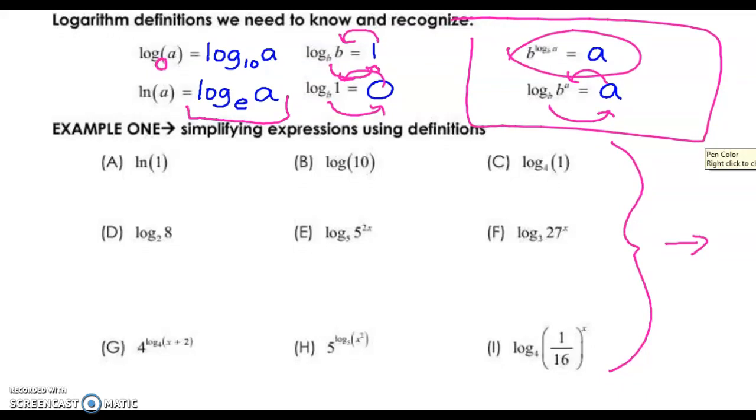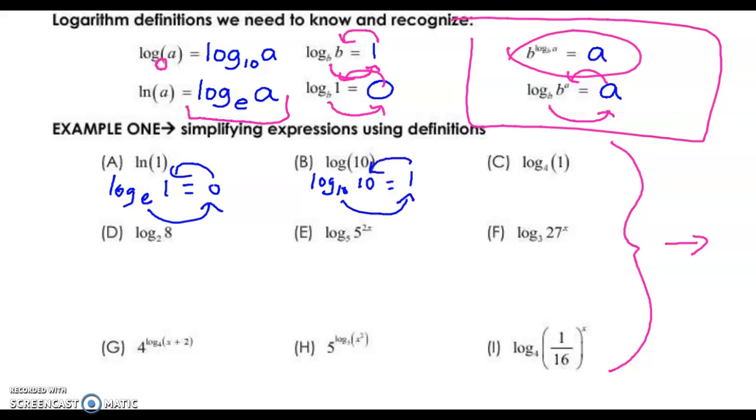So the natural log of 1, and all that means is log base e of 1 equals, well, e to the what power equals 1? And that's just going to be 0. And this means log base 10 of 10 equals, well, 10 to the what power equals 10? 1. 4 to the 0 power equals 1. 2 to the what power equals 8?